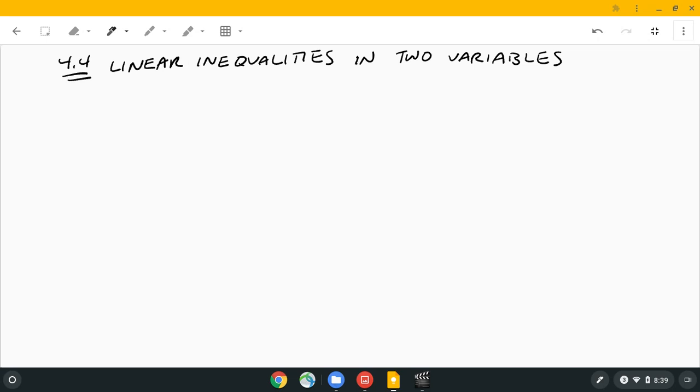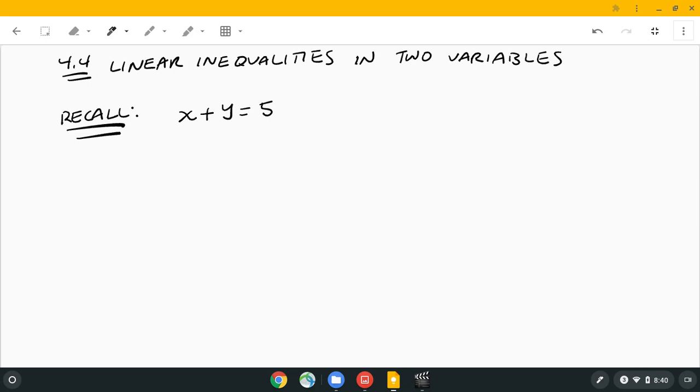Linear inequalities in two variables. All right, so let's just recall equations before we start with inequalities. Here's an equation: x plus y equals 5.